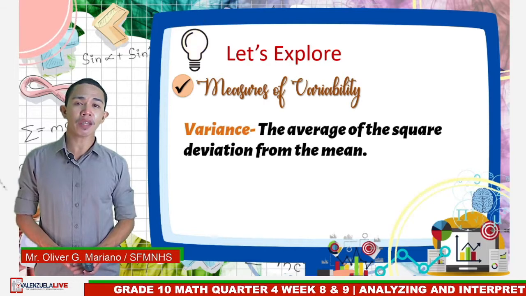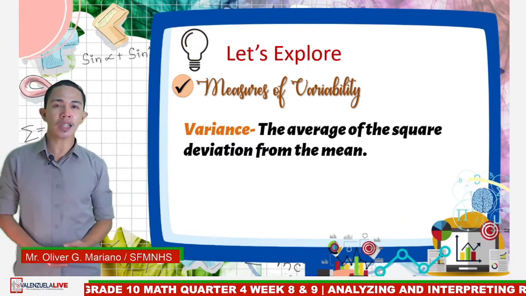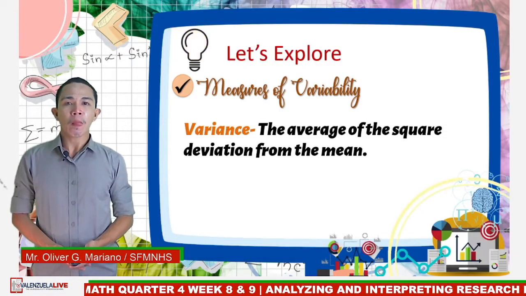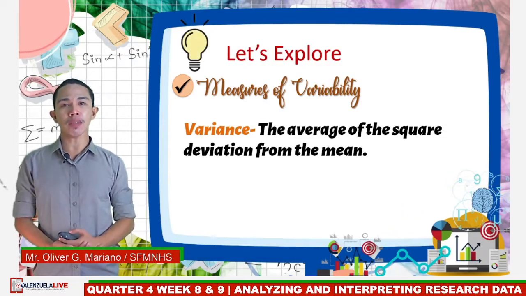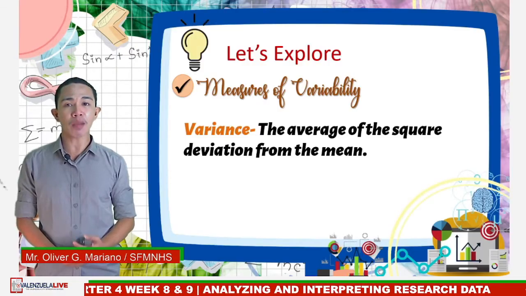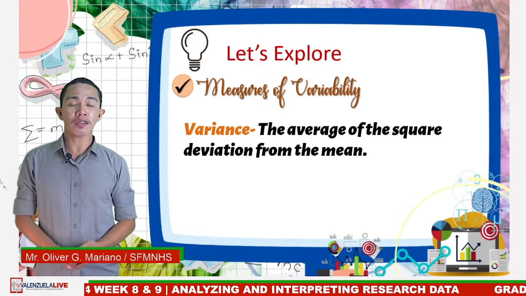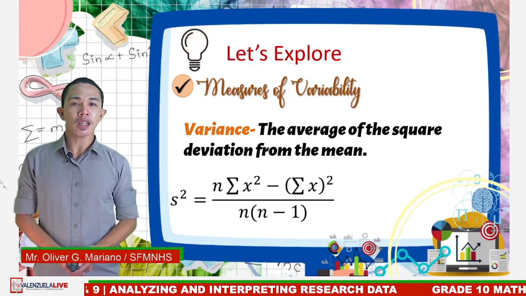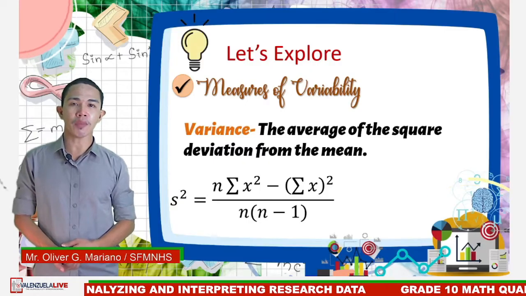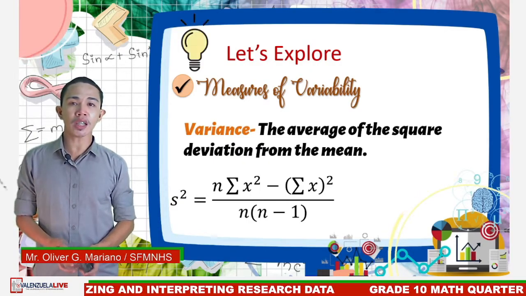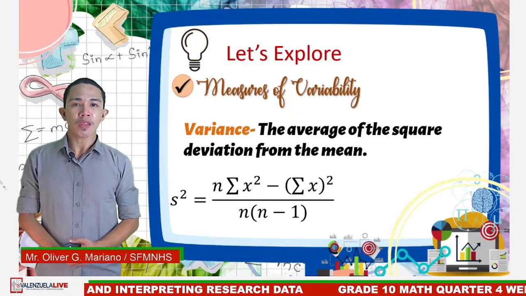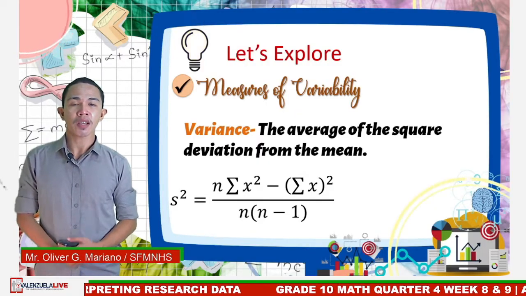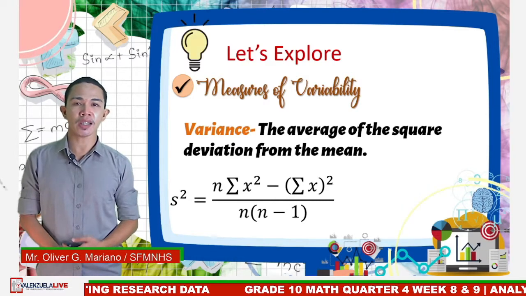We also have the variance. The variance is the average of the squared deviation from the mean. For this particular discussion, we will only concentrate on sample variance. And so the sample variance may be computed using this alternative formula. The other original formula for variance, which you learned when you were in grade 7 or in grade 8, will not be used for this discussion.